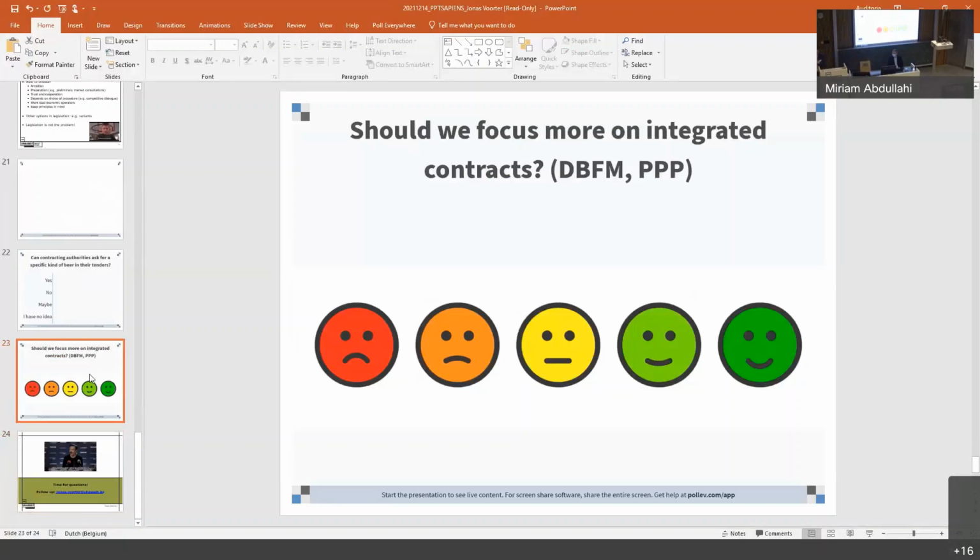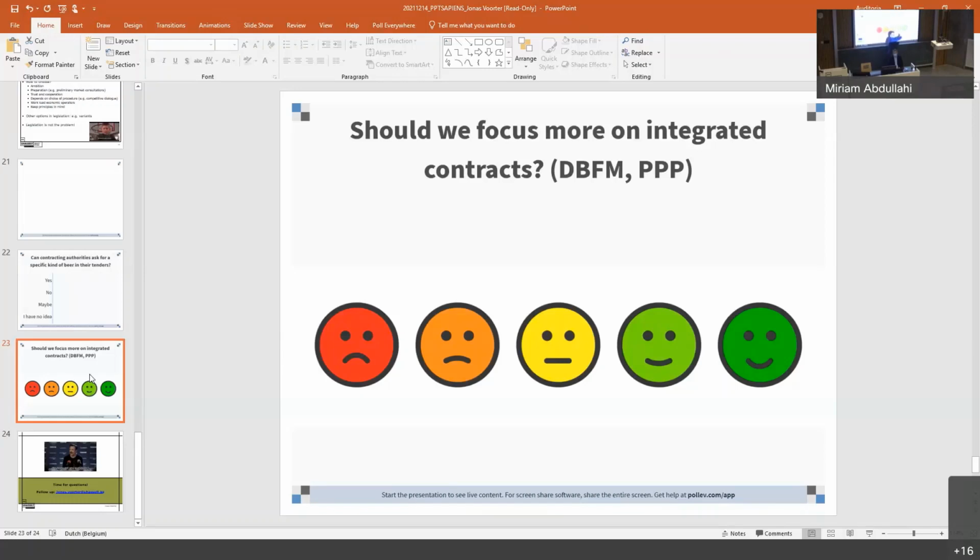Now, I said that in circular economy, it's all about more about trust, cooperation, things like that. So should we focus more on integrated contracts? TBFM, PPP. Professor Van Garst is an expert on PPP. So the question is highly relevant for you. Who thinks this one? I will just move. Raise your hands.